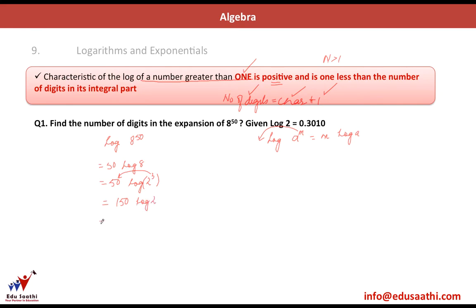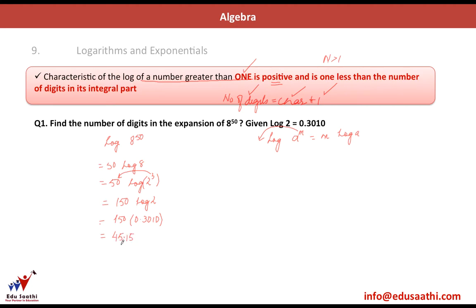Now, the value of log 2 is already given to me in the question. Even if it is not given to me in the question, I'll remember the value of log 2. So log 2 is 0.3010. When multiplied with 150 gives an answer of 45.15.